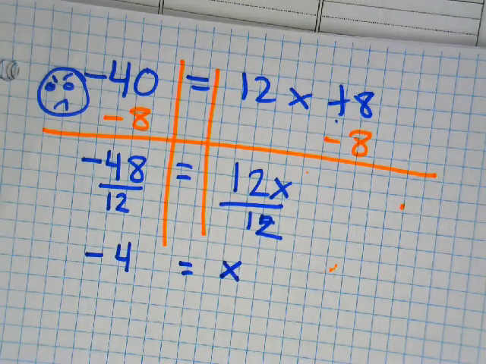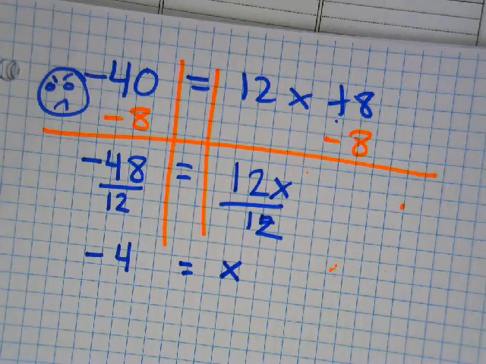And we graph. How do you graph that? How would you graph this? It's not an inequality. It's equal. So just put a dot.